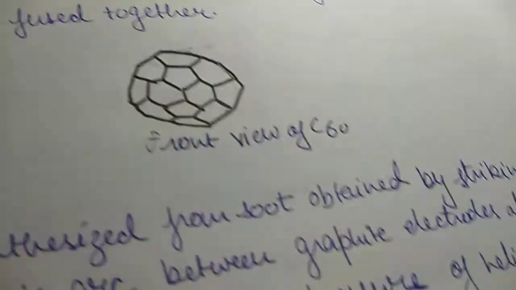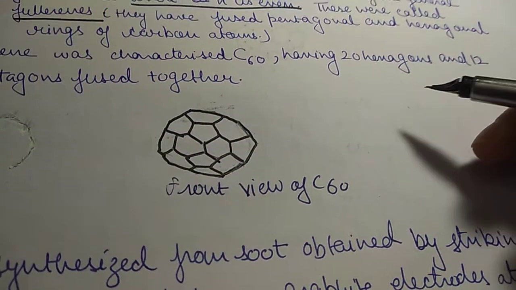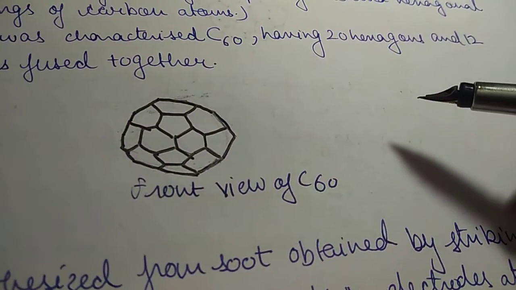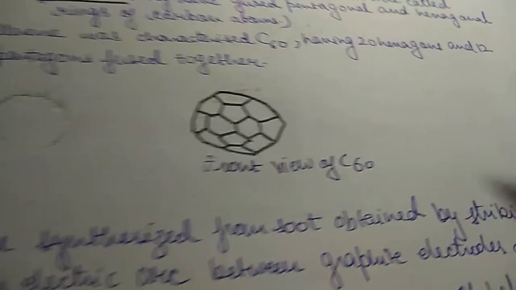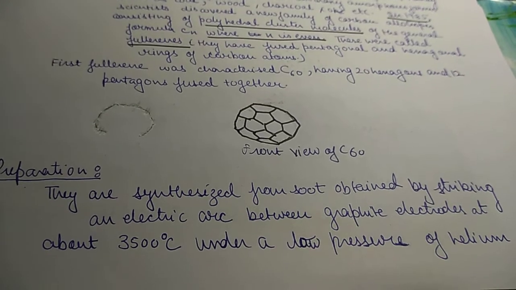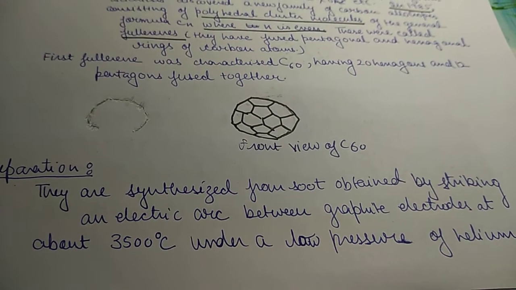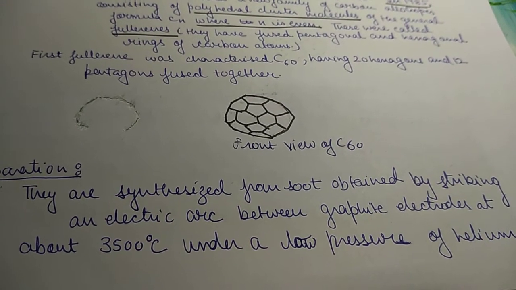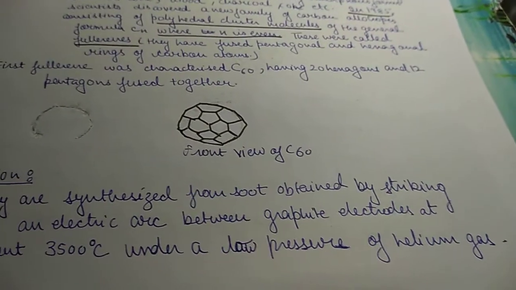This is the front view of C60. It has 20 hexagons and 12 pentagons fused together. And this is the front view. So, how are they synthesized? They are synthesized from soot obtained by striking an electric arc between graphite electrodes at about 3500 degrees Celsius under a low pressure of helium gas.